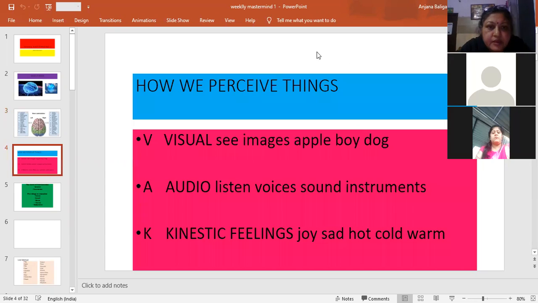Next is, how do we perceive things? We perceive things by visual, auditory, and kinesthetic. See, if you see in your mind, A for apple, B for boy, D for dog, when we are taught in childhood, we have an image for apple, boy, dog, etc.